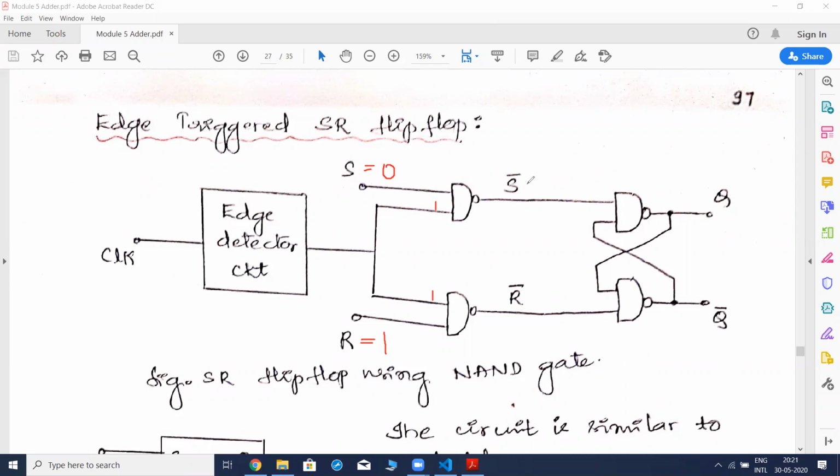So now what will be our S bar, R bar inputs that we need to see? If S is 0, we'll get S bar as 1. If R is 1, we'll get R bar as 0. Why is it like that? See, if any one of the inputs is 0, the output is 1. Here both the inputs are the same, so the output is 0. Now we need to see how we are getting the output. So this is again the S bar R bar latch.